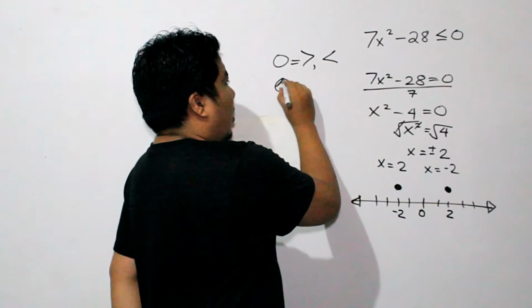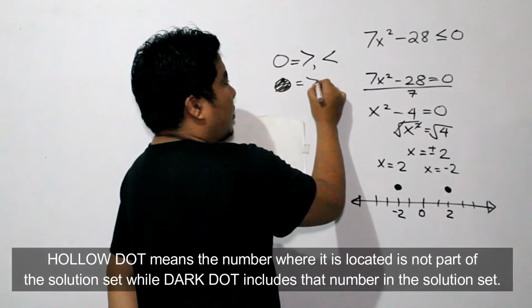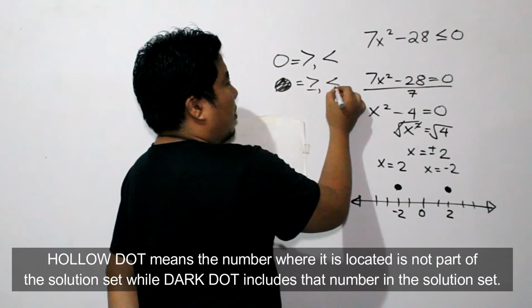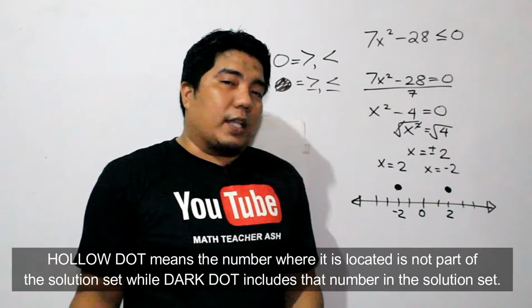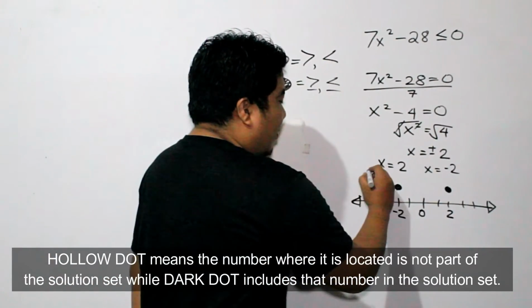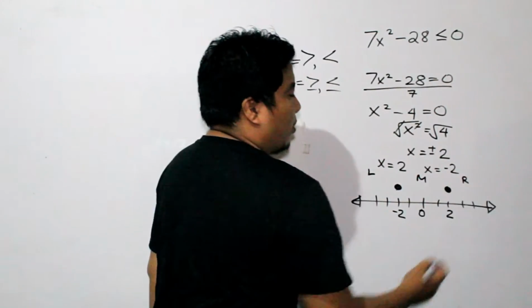And if you are having the symbols greater than or equal or less than or equal, then you will be making the dark dot. Okay, so now I have the left, the middle, and the right region.